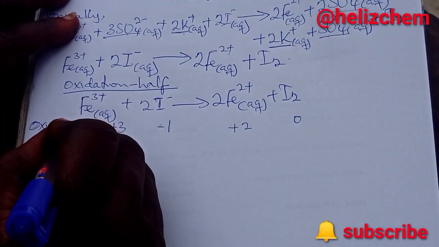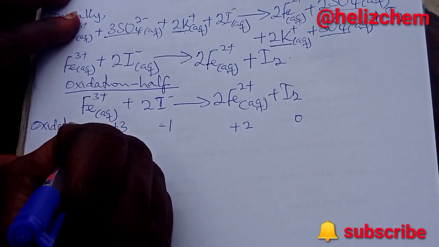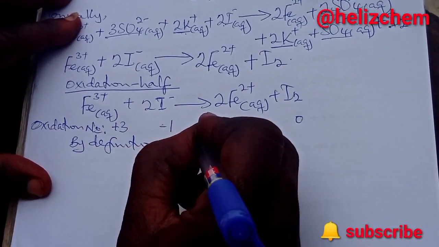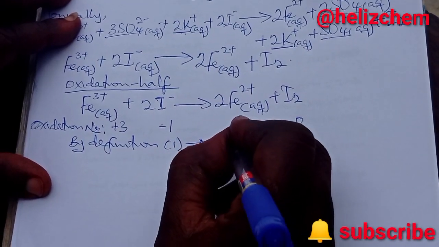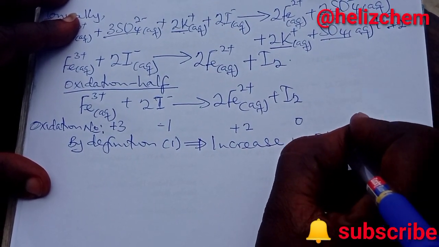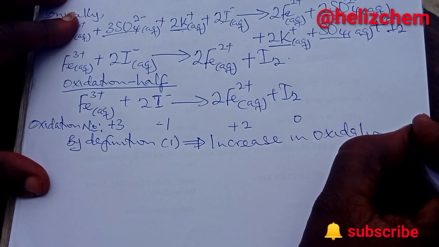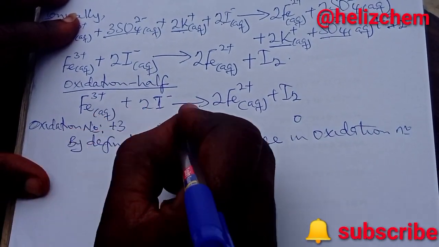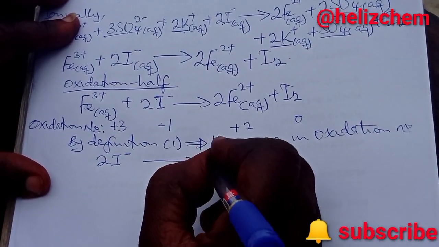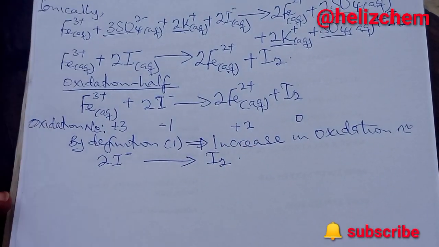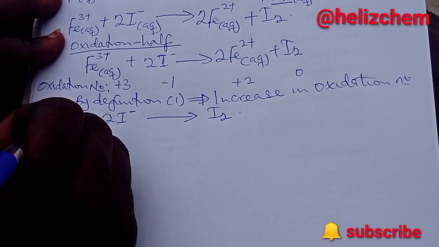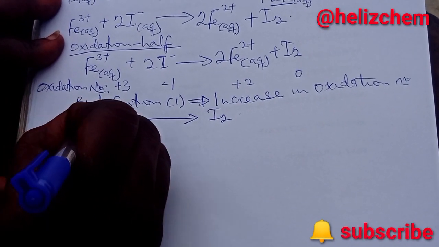So let's write it. By definition 1, which is increase in oxidation number, we have 2I- going into I2. Let's go by definition 2.